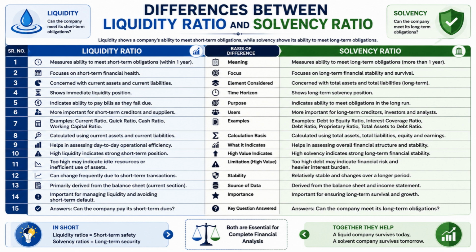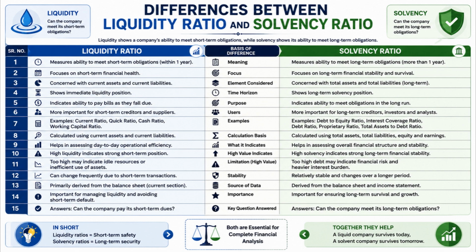Number 4. Liquidity ratio shows the immediate liquidity position of a company, whereas solvency ratio shows the long-term solvency position. Number 5. Liquidity ratio indicates whether a company can pay its bills as they become due, whereas solvency ratio indicates whether a company can sustain its obligations over many years. Number 6. Liquidity ratio is more important for short-term creditors and suppliers, whereas solvency ratio is more important for long-term creditors, investors, and financial analysts.